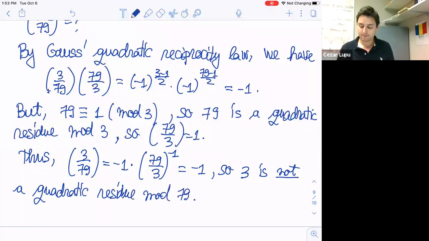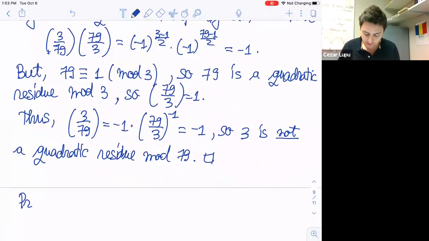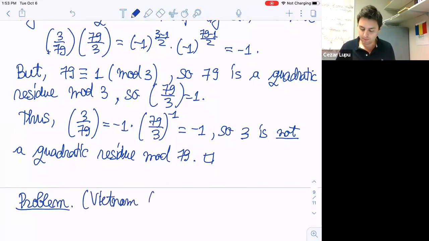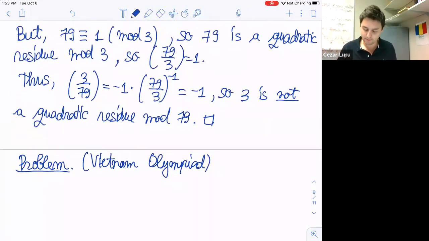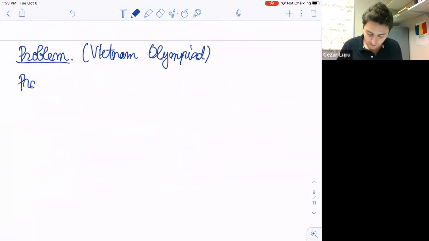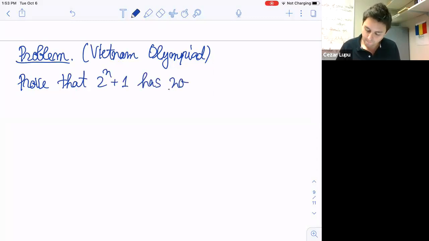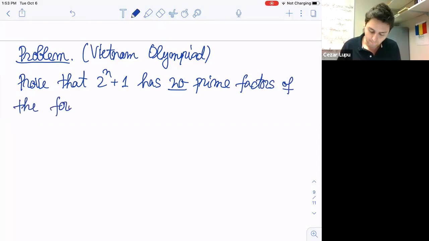Anyway, this is a pretty standard problem. And now I would like to do one more. There was this problem, and I'll solve this in the recitation. This was in a Vietnam Olympiad or something like this for students, I think. It's a very nice problem, and I'll leave it to you to think about. So prove that the number 2 to the power n plus 1 has no prime factors of the form 8k plus 7. So try to think of this problem. It uses basically the properties of the Legendre symbol. So try to interpret this in terms of the Legendre symbol.